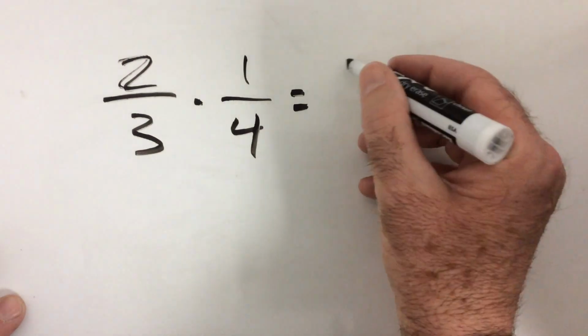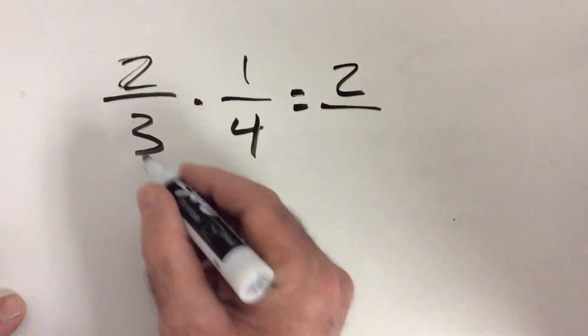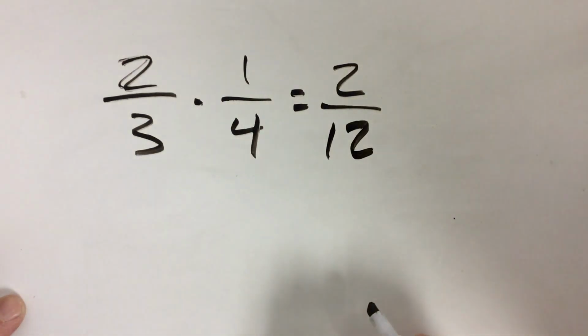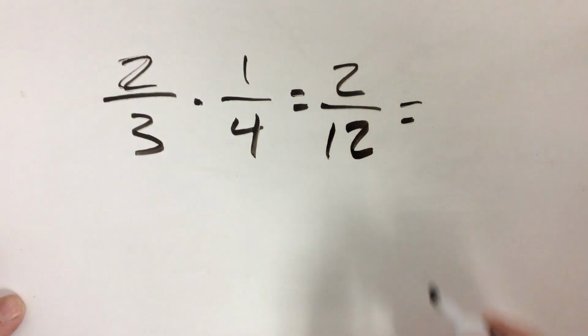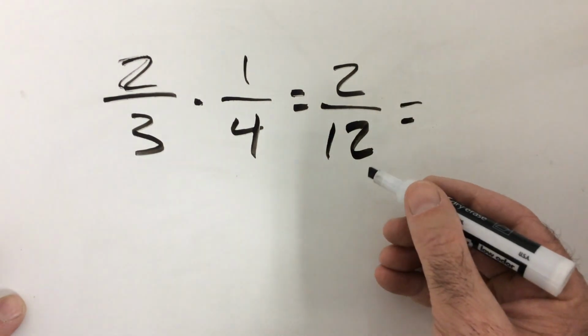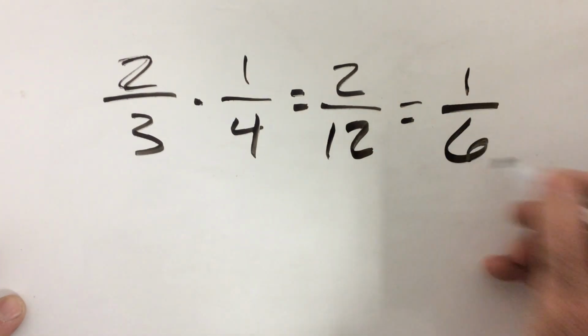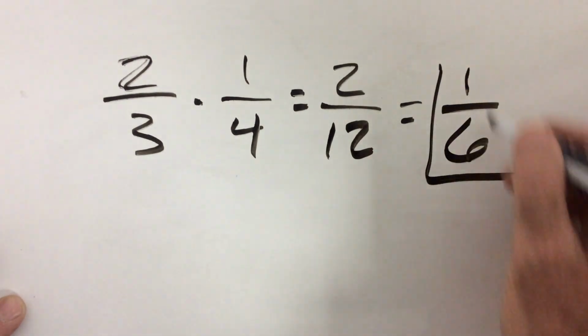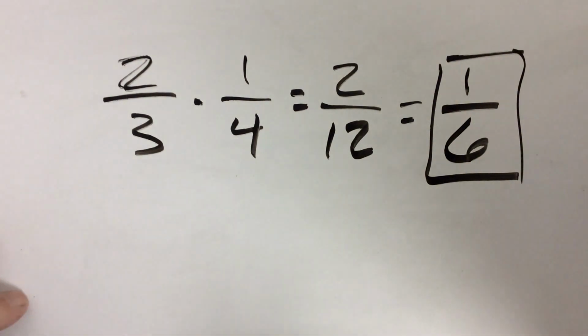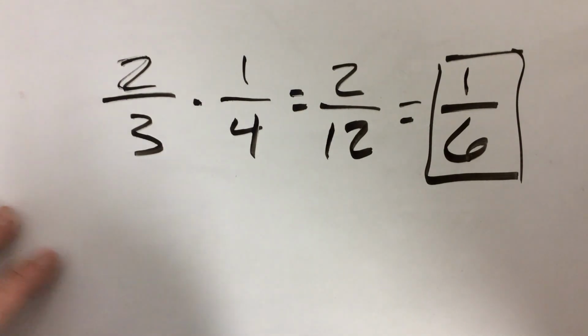2 times 1 is 2. 3 times 4 is 12, and then of course we want to simplify that. Common factor of 2 and 12 is 2. 2 goes into 2 once, 2 goes into 12 6 times, and that's it, 1/6. Pretty straightforward, pretty simple. So that's multiplying fractions.